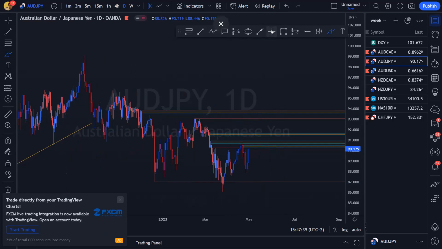So let's just update structure. What we're going to delete first is obviously this POI here. It's clear, price tapped into that POI. We got the sell side momentum. It's done and dusted, all good, cool. We move on with life.